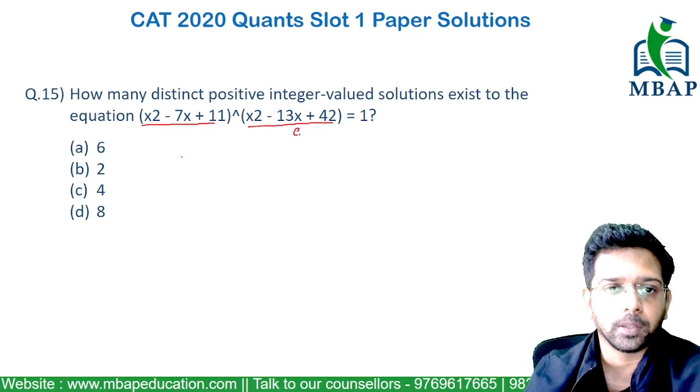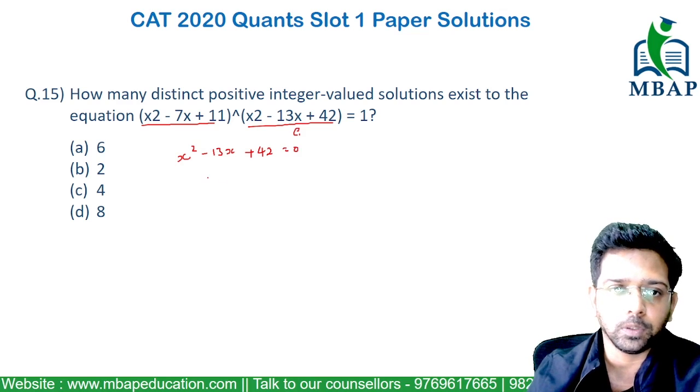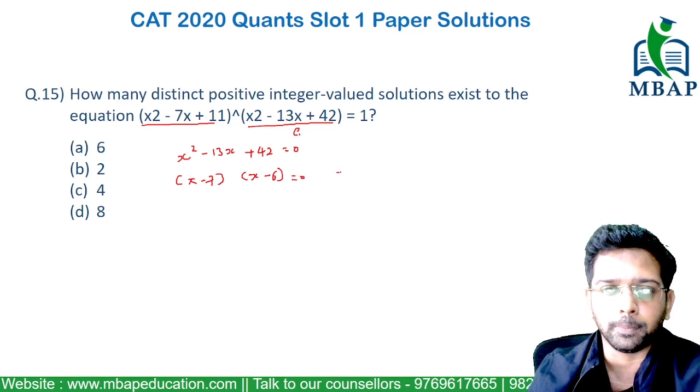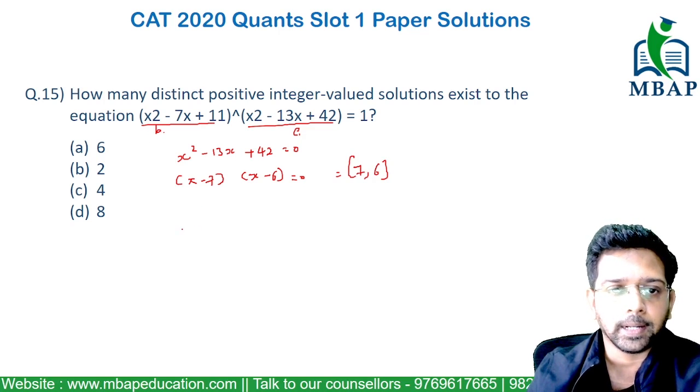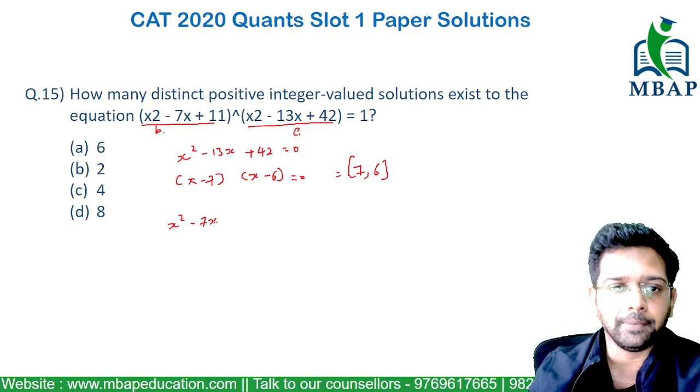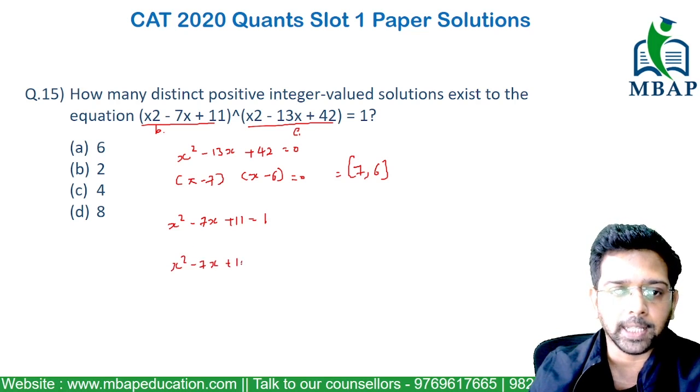Let's start with the exponent. The exponent x squared minus 13x plus 42 is equal to 0. This is 7 times 6 is 42, so (x minus 7)(x minus 6) will be equal to 0. So the possible solutions here are 7 and 6. Coming to the base, x squared minus 7x plus 11 will be equal to 1. So subtracting, 11 minus 1, it becomes x squared minus 7x plus 10 equal to 0, which is (x minus 5)(x minus 2) equal to 0, and the values of x are 5 and 2.